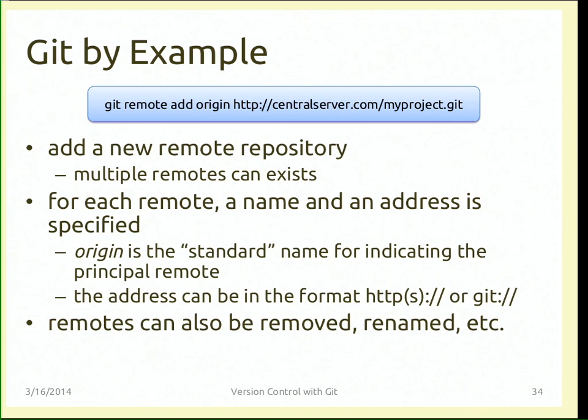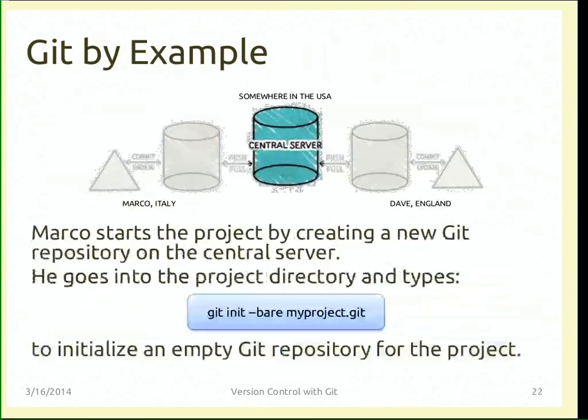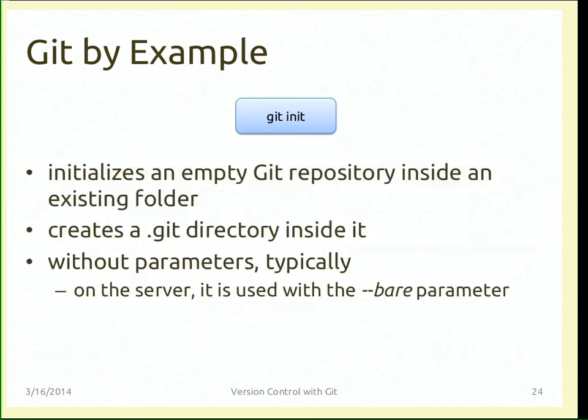A standard name for the first remote repository is origin. And then, for example, a URL, http centralserver.com project.git. That is the URL of this repository. The repository created with git init --bare myproject.git resides at that HTTP address.